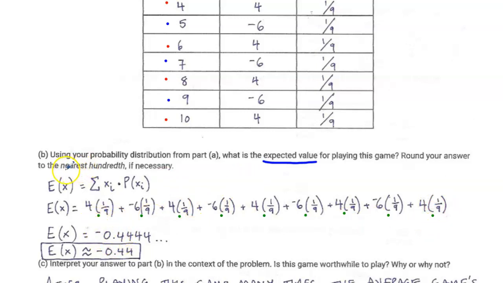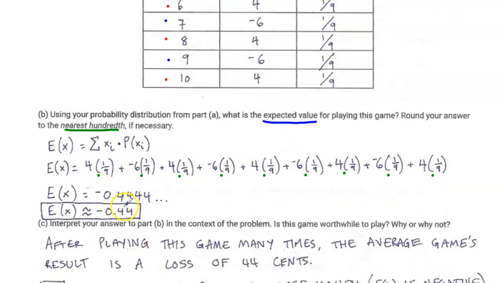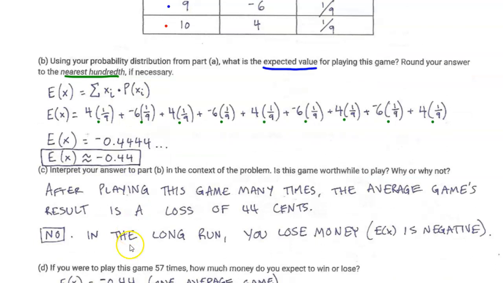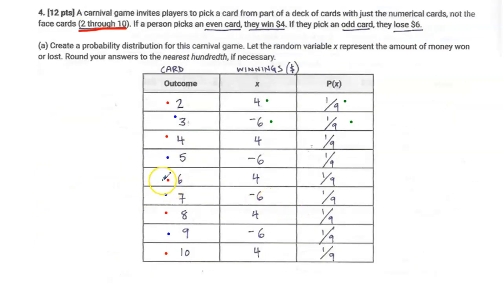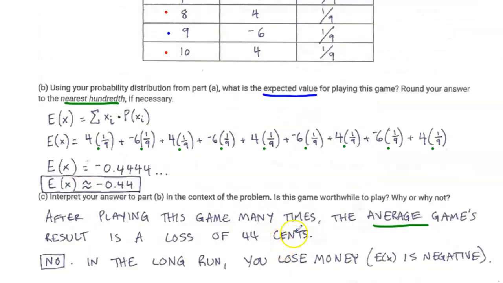It asks us to round to the nearest hundredth, which makes sense because we're talking about dollars and cents. And if you didn't round it there, it wouldn't make sense. All right, -0.44 is our expected value. After playing this game many times, the average game's result is a loss of 44 cents. Notice, if I play this game one time, it's impossible for me to win or lose 44 cents. If I play it one time, I'm either going to gain $4 or lose $6. However, an average game, after playing it many times, the average payout is going to be -44 cents.